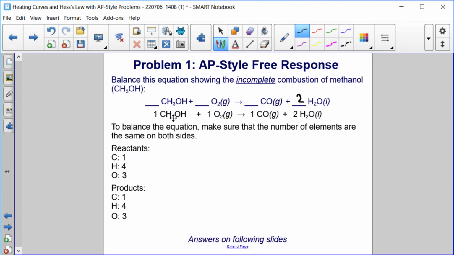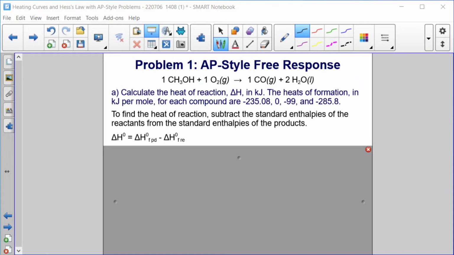You can see here in black the fully written out balanced equation. And then of course, just double check that the number of elements are the same on both sides. So 1 carbon on both sides, 4 hydrogens, and 3 oxygens. In part A, we're asked to calculate the heat of the reaction delta H in kilojoules. And we're given heats of formation in kilojoules per mole for each compound.